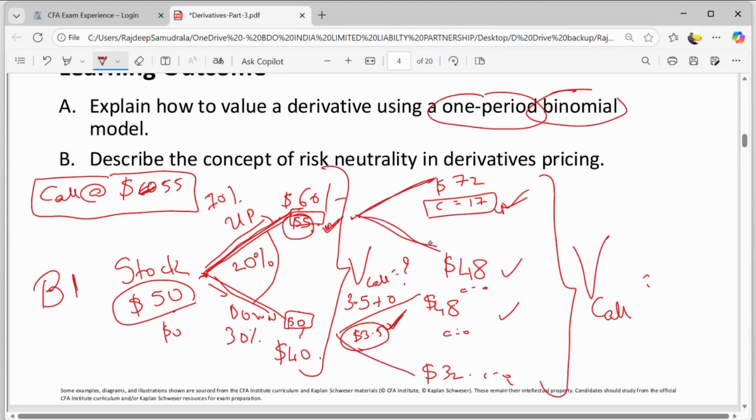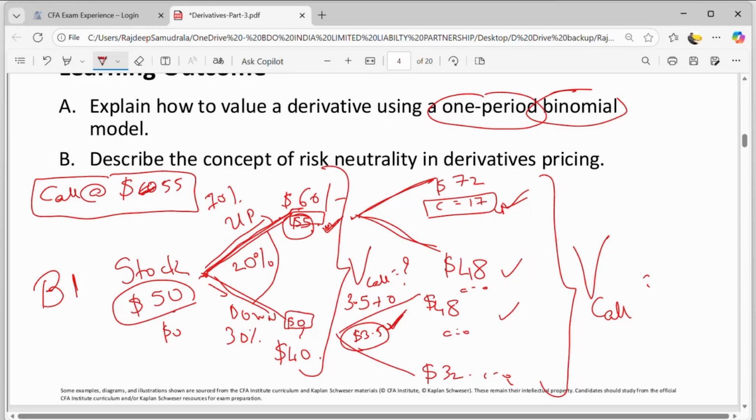Same if I tell you 2 periods, you'll say fine, 17 into, but don't forget, here also I have probability. Now you tell me, can you answer this question? What's the probability of getting 17? What's the probability? Answer. So guys, same concept I told you from the beginning.